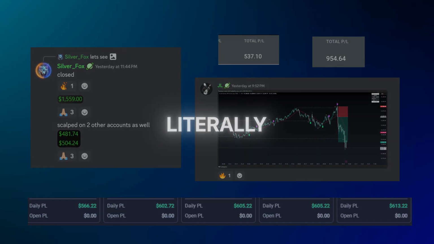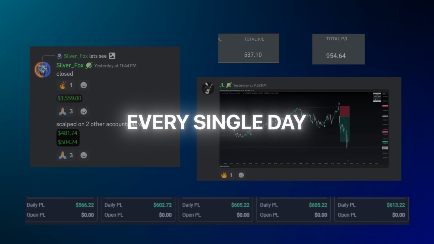And don't take my word for it. There are traders inside the Discord literally printing every single day using this formation. So I'm going to run through it all in this video. Make sure to watch this until the end. This is going to be a good video. So without further ado, let's jump into it.